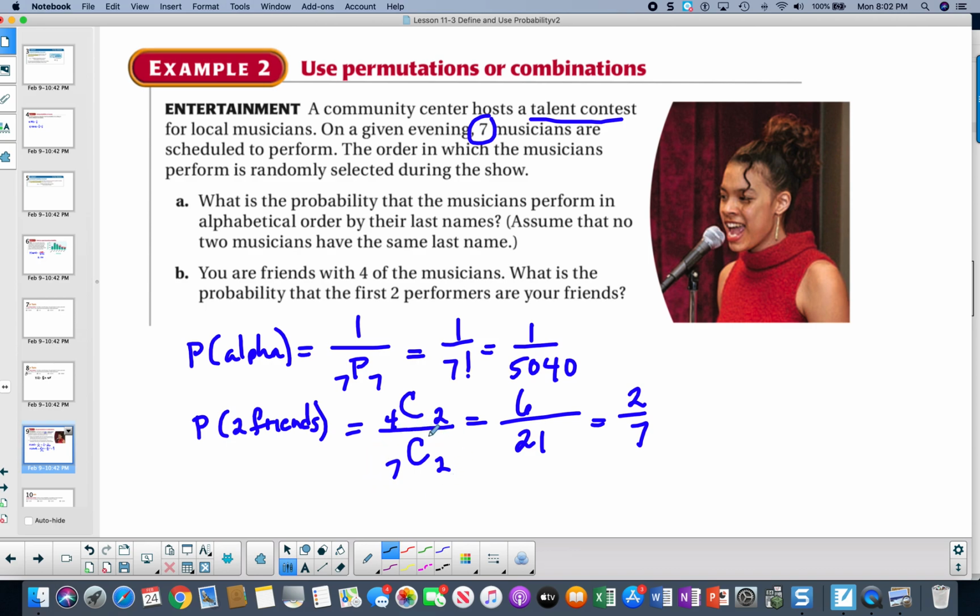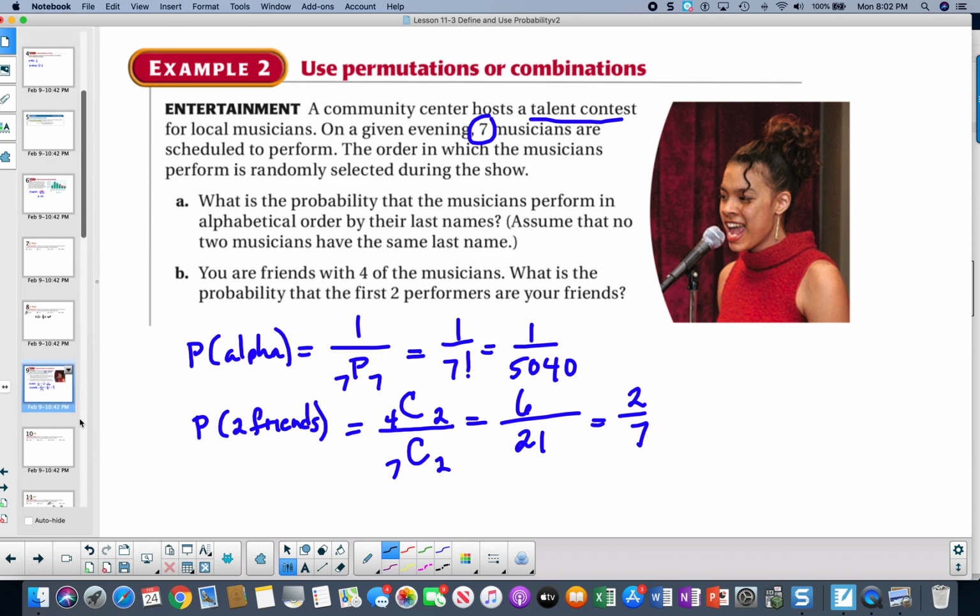So this is going to be our total number. But the favorable will be out of the 4 people who are your friends. So choosing 2 out of the 4, this is the favorable outcomes. So that'll be 6 over 21, which reduces to 2/7.